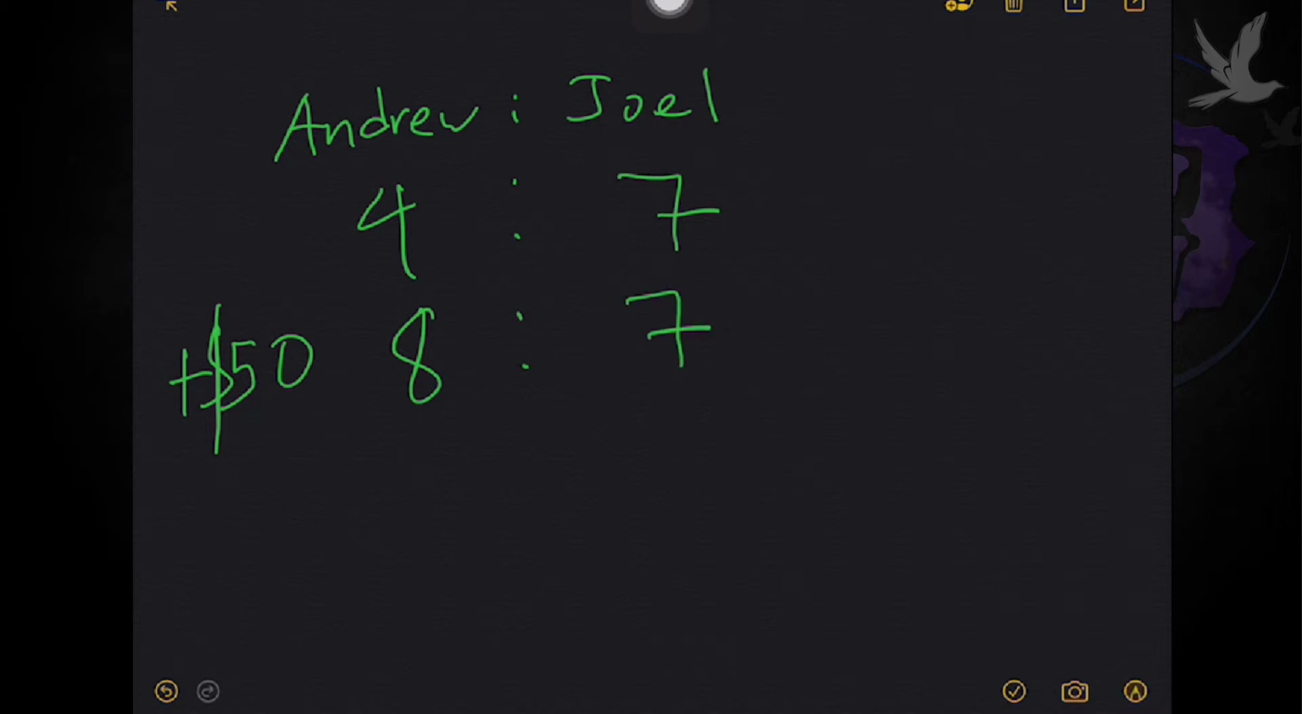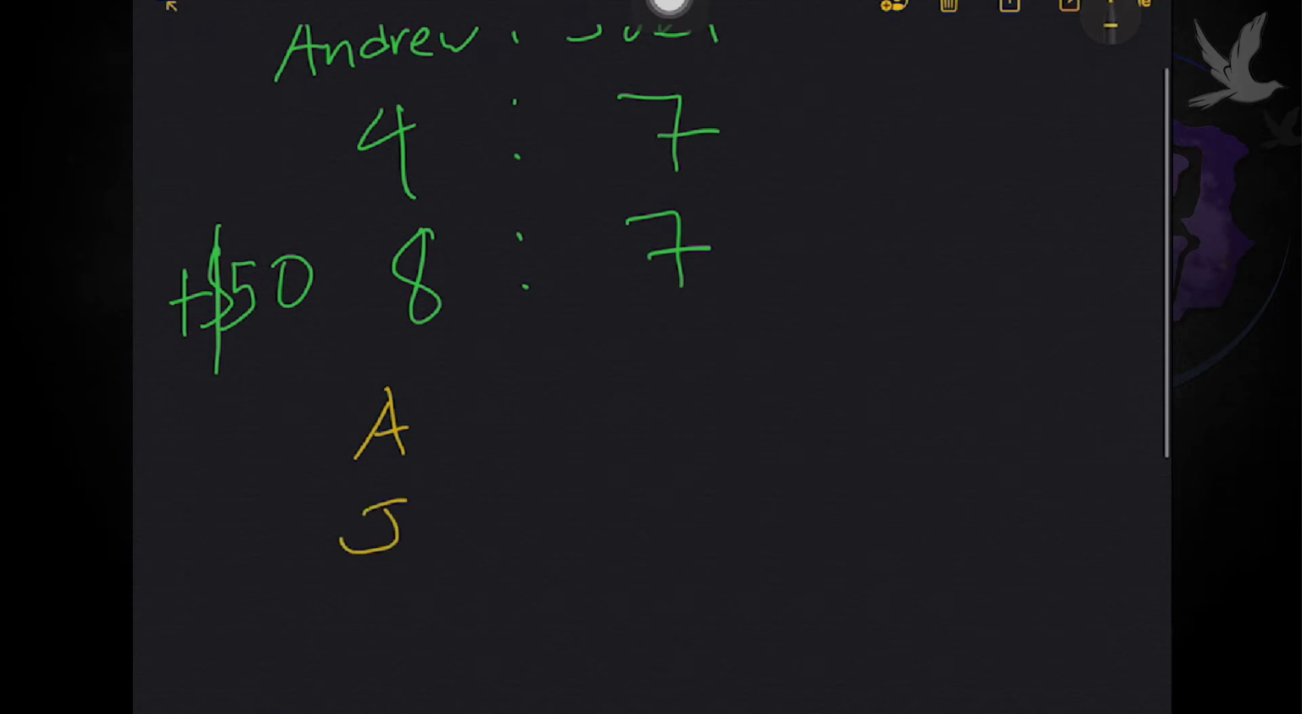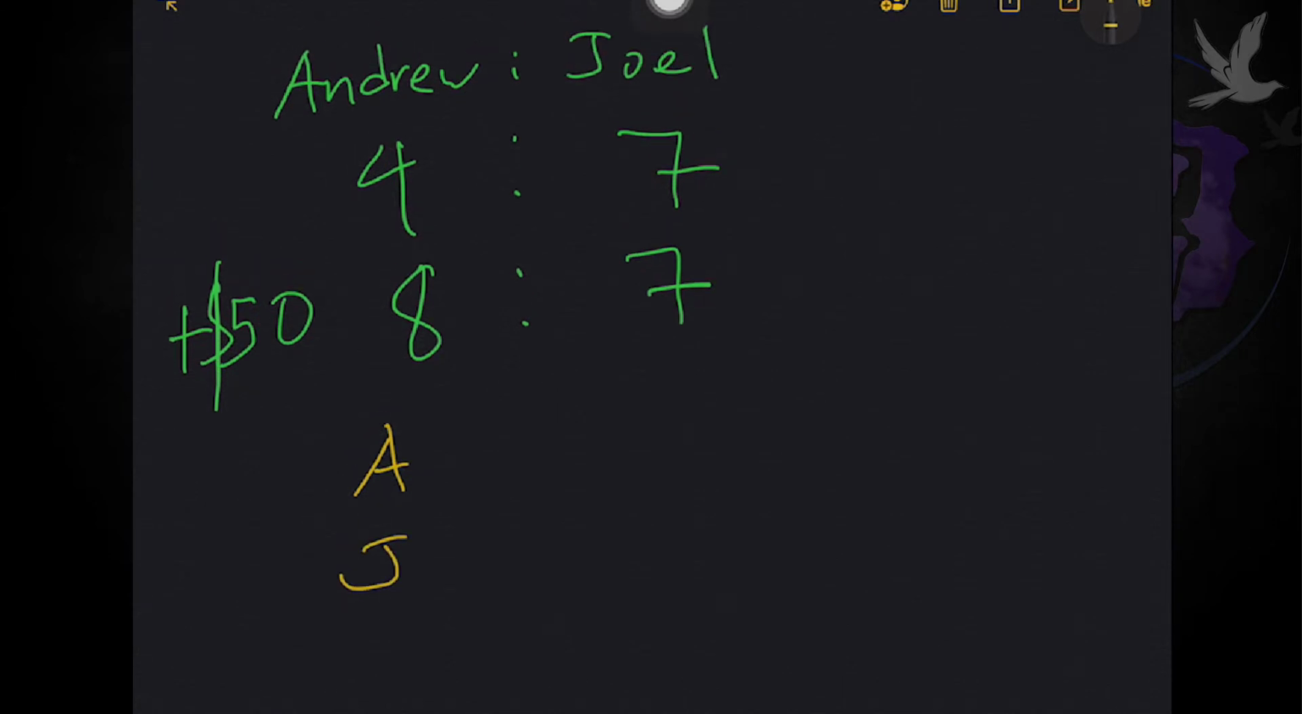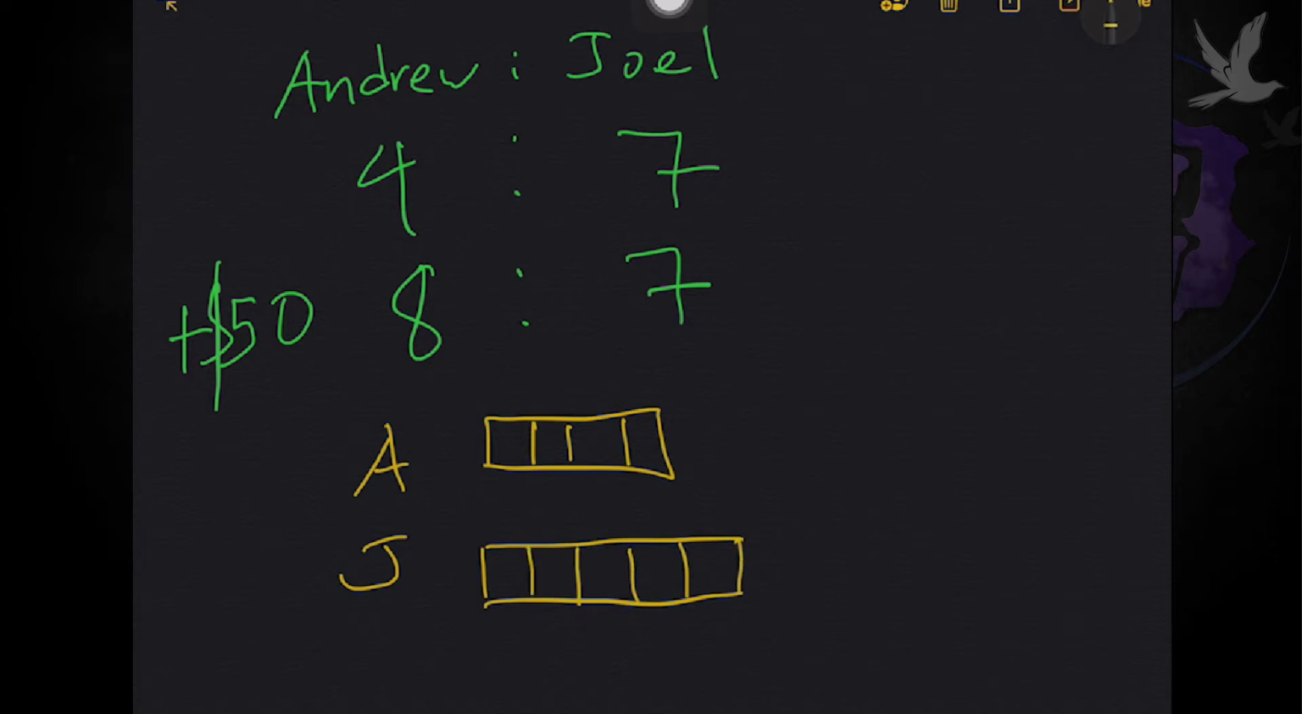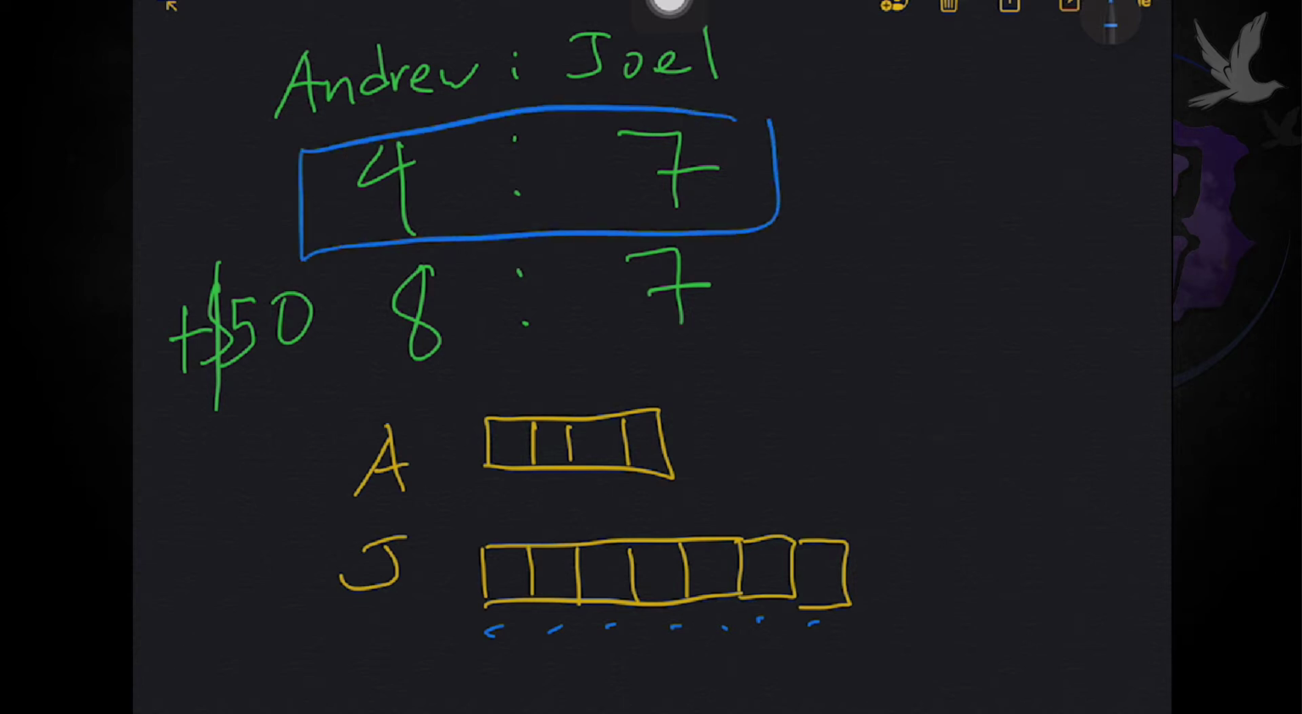Okay, the ratio became 8:7. Okay, the best thing to do here is to make use of a model. Ano to yung kay Andrew? Ano to yung kay Joel? Okay, at first, yung kay Andrew is 4. Yung kay Joel naman is 7. Correct ba? 1, 2, 3, 4, 5, 6, 7. Okay, 7. So we have 4 units for Andrew, 7 units for Joel, which represents the original. Ito, which represents this muna. Then later on, after adding $50, naging 8:7 na.